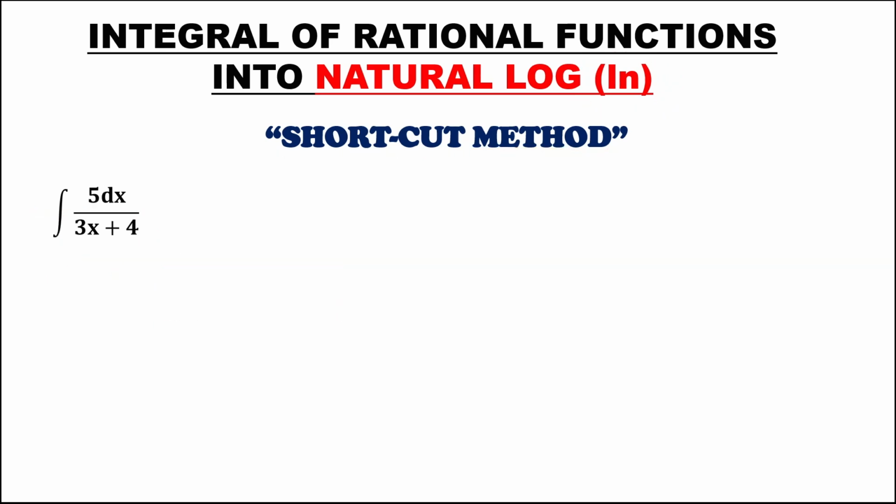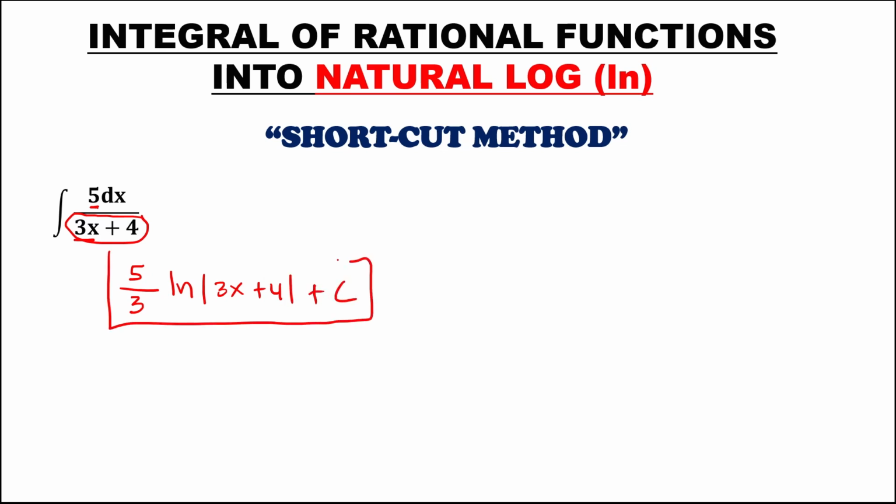Then for this given, to evaluate the integral, first we need to put this constant outside. So we have 5, then over the derivative of 3x, which is 3, then ln, the absolute value of this denominator, 3x plus 4, then plus c.